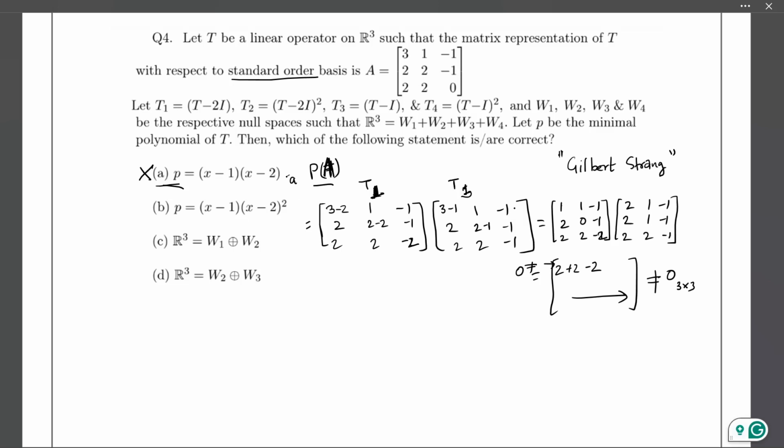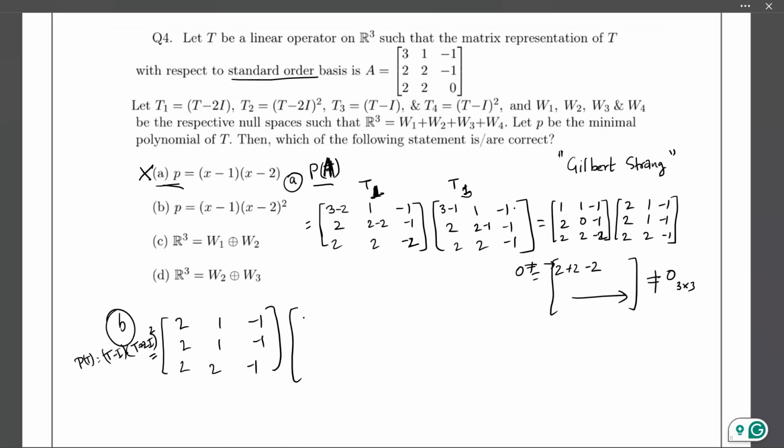This is A. What about B? X minus 1, which is this matrix. X minus 1 means this would subtract minus 1 here. So we get 2, 1, minus 1. I'm just writing P of T, which is T minus I product with T minus 2I square. So this is 2, 1, minus 1, 2, 2, minus 1 here. Now the second matrix, which is T minus 2I.